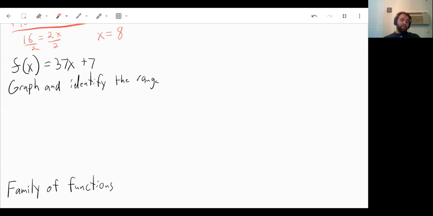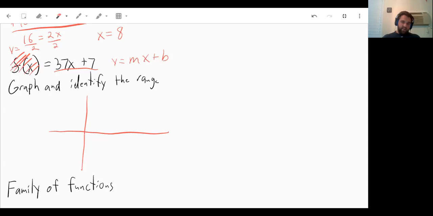Let's look at another function. f of x equals 37x plus 7. Graph and identify the range. Well, this is still equal to mx plus b. This is still in slope-intercept form, and it's more helpful if you remember that f of x is the same as y equals. So you can think of this still as y equals mx plus b.